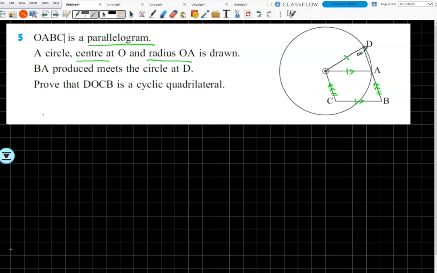What are you forced to do next? Like, that's an isosceles triangle. What else would you then do? Right, so this is now alpha. Yes, thank you very much. So this one here is 180 minus alpha.